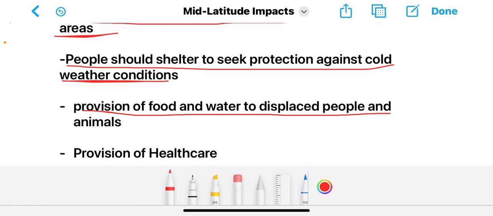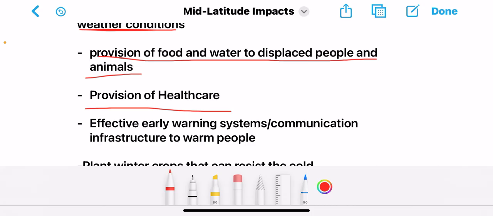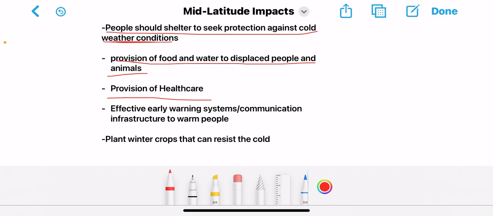Provision of food and water to displaced people and animals. Remember, those people that we evacuate from areas that are going to be affected by the mid-latitude cyclone will need food and water. Those animals also will need food and water. So we must supply them with what? Food and water, so that they can continue to be healthy and to be able to live. Provision of healthcare. To who? To the people who might get injured from the places which are affected by mid-latitude cyclone.